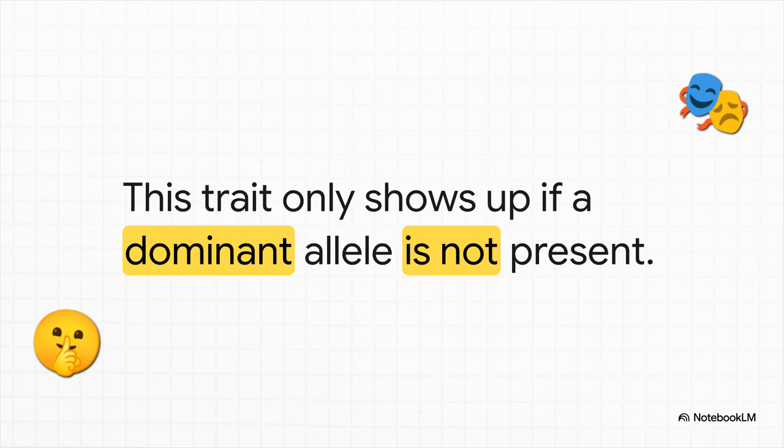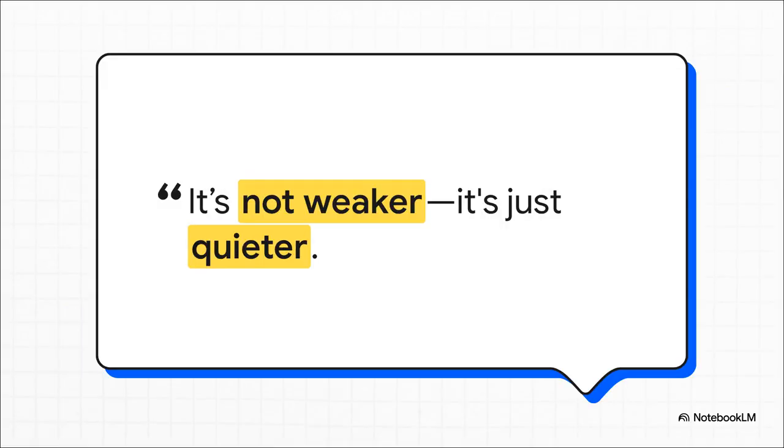Well, that brings us to our second pattern, recessive traits. These guys only get to show themselves under very specific circumstances. And this is a really important point. A recessive allele isn't weaker, it's just quieter. Its instructions are totally fine, they only get heard when there isn't a loud, dominant allele shouting over it.